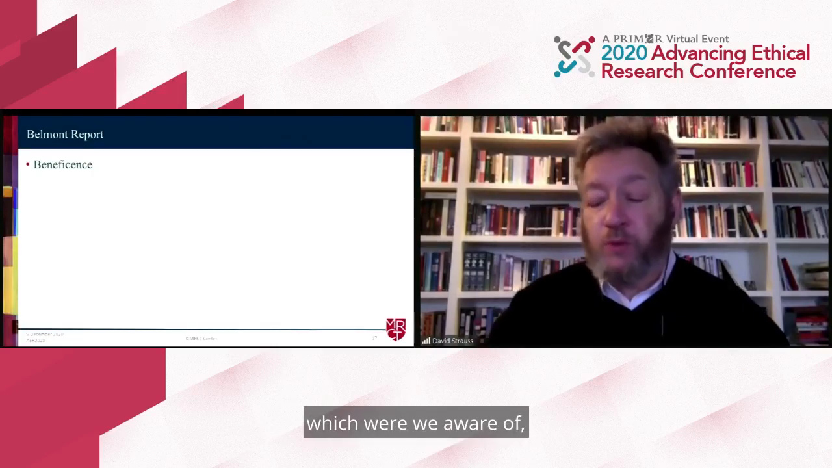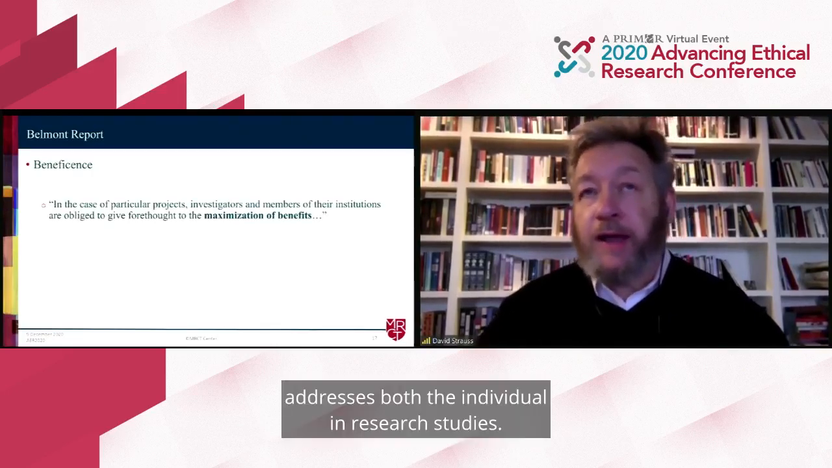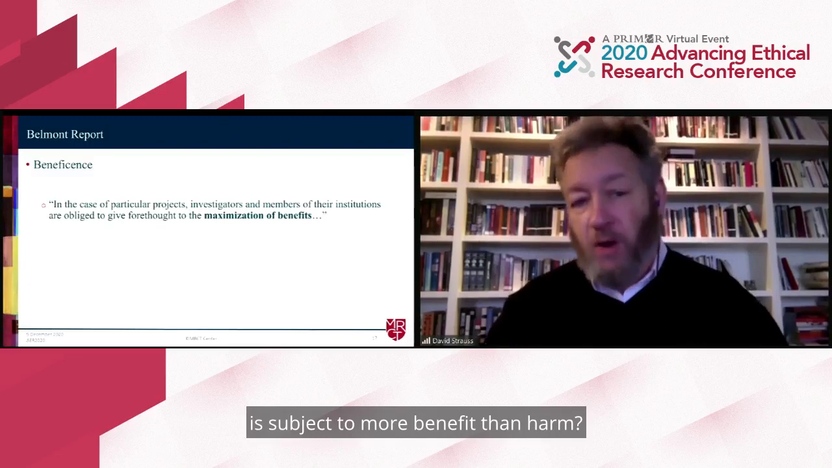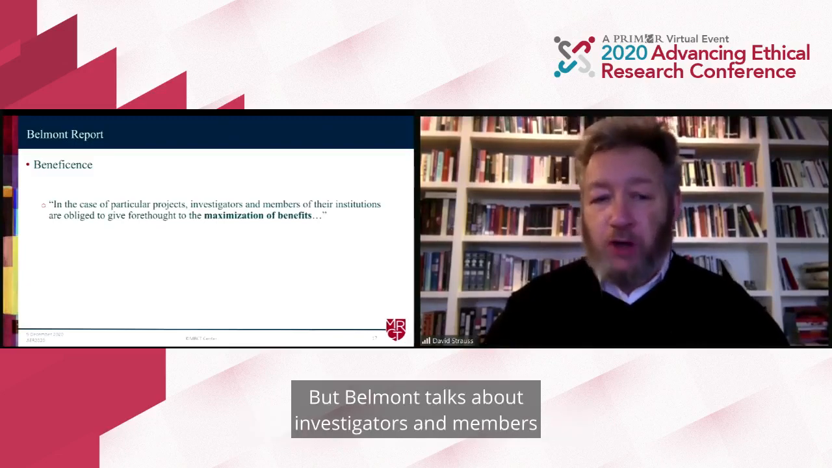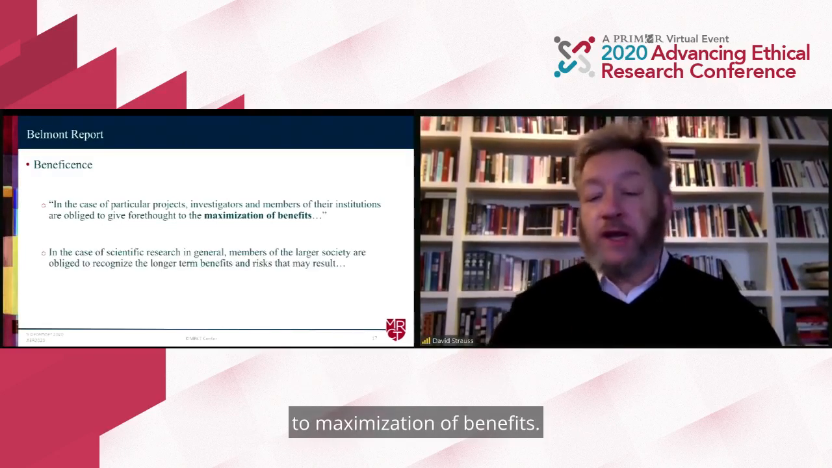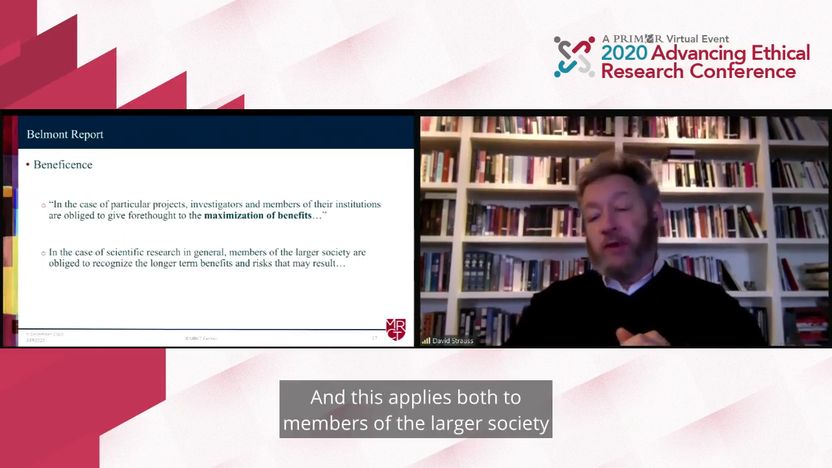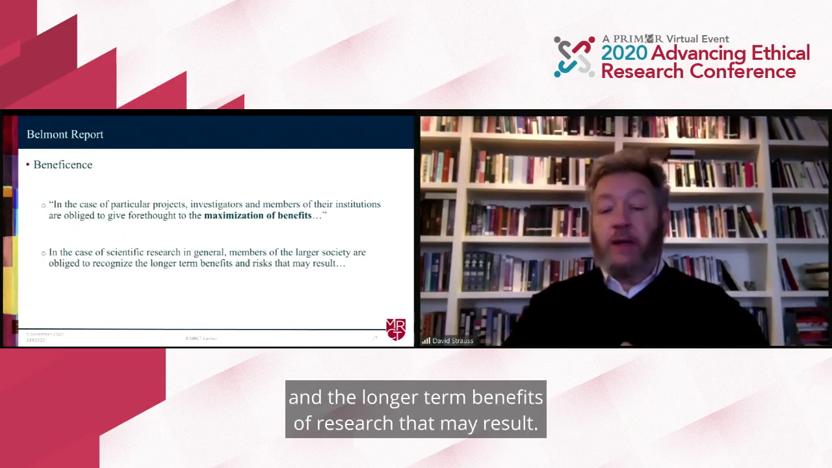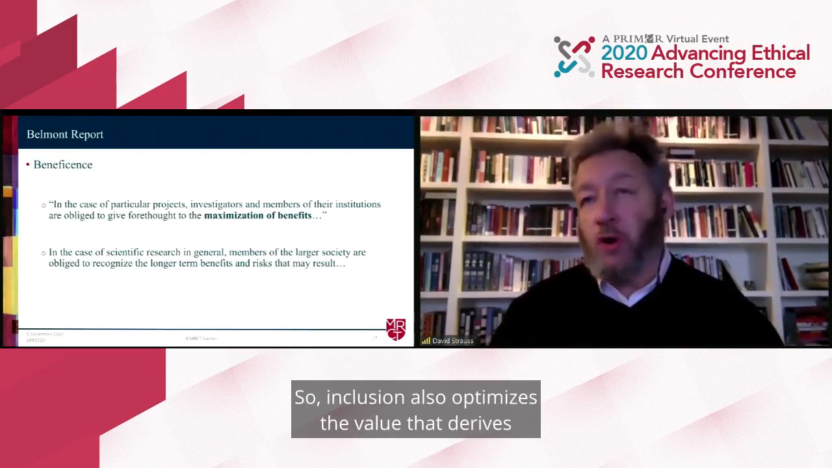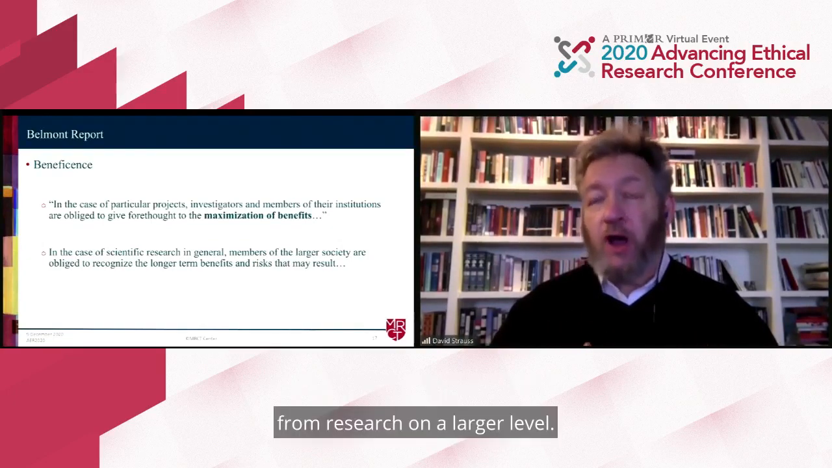Similarly, beneficence, which we're aware of, addresses the individual in research studies. How do we ensure that the individual participant is subject to more benefit than harm? But Belmont talks about investigators and members of their institutions being obliged to give forethought to maximization of benefits. And this applies both to members of the larger society and the longer term benefits of research that may result. So inclusion also optimizes the value that derives from research on a larger level.